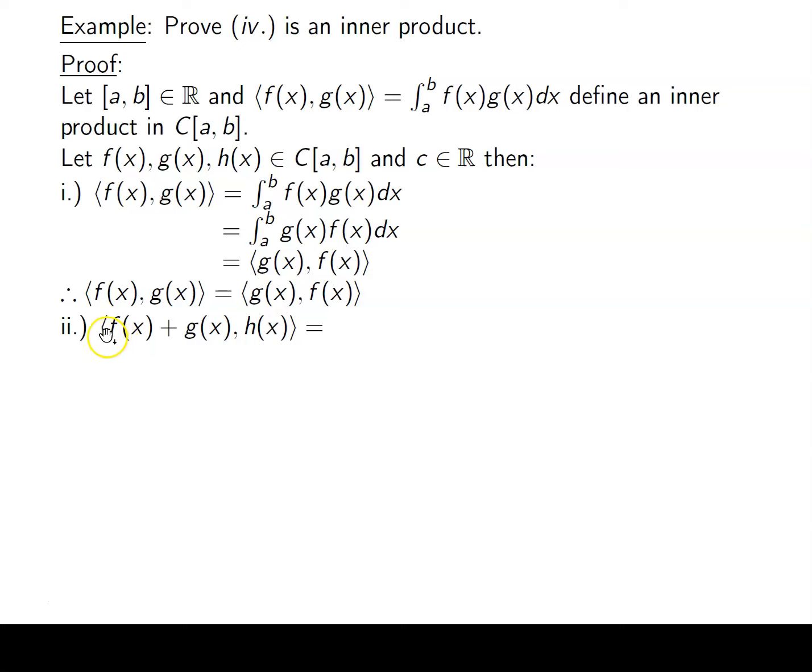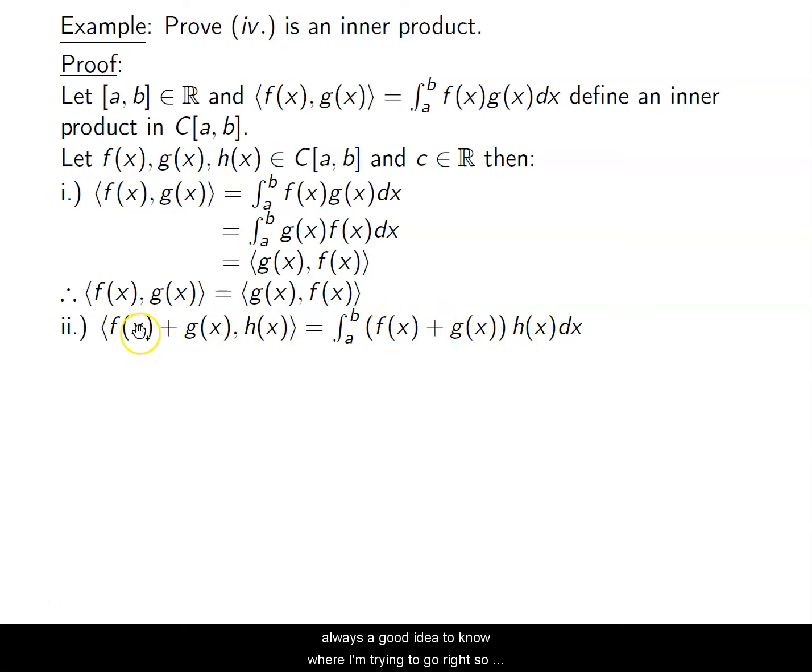So now I have the inner product of f of x plus g of x and h. So what does this look like? Well, the first thing I'm going to have is my first function plus, times this function. So parentheses, the thing in my first space, times the thing that I am inner producting against. So parentheses f of x plus g of x. And again, it's always a good idea to know where I'm trying to go. So where am I trying to go? I'm trying to get the inner product of f of x and h of x plus the inner product of g of x and h of x. So I'm just going to manipulate this until it looks like that.